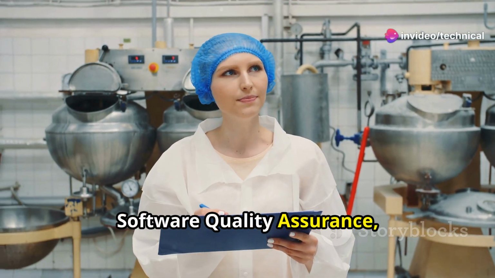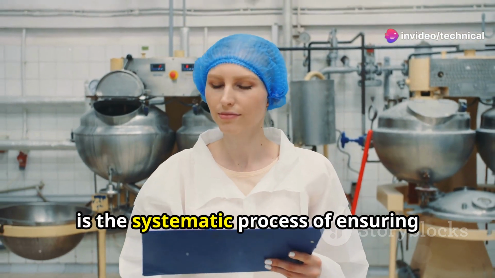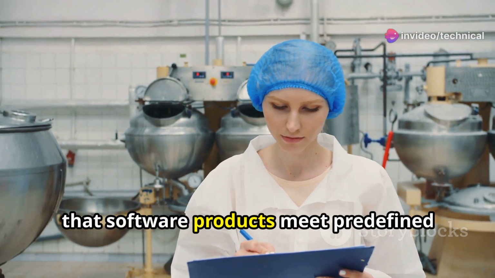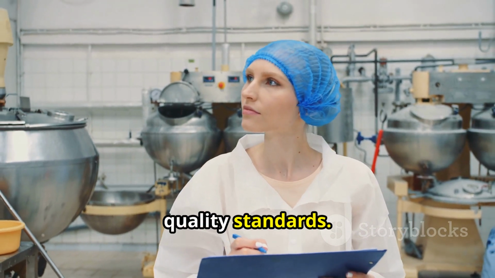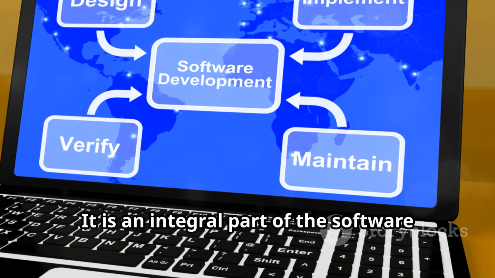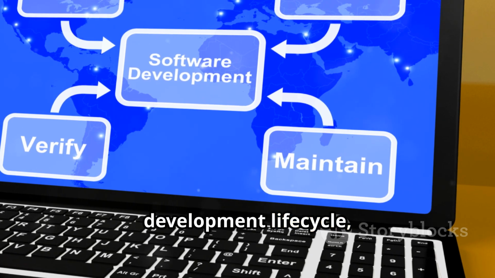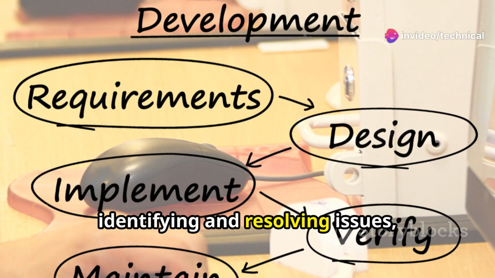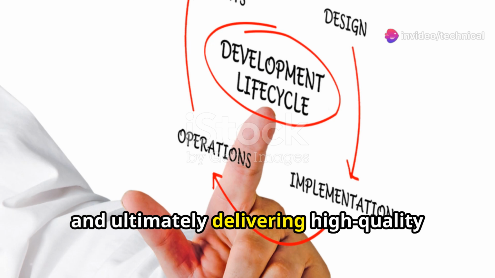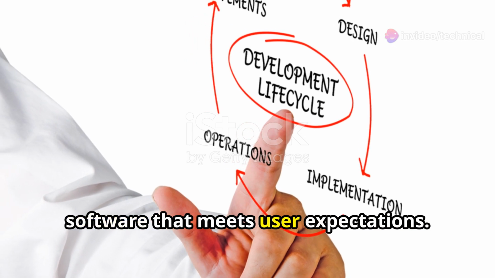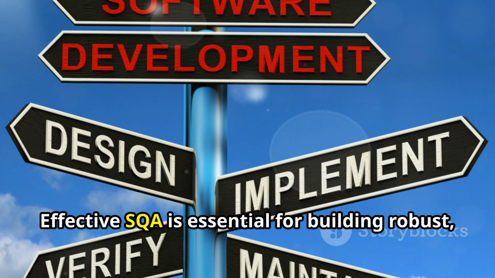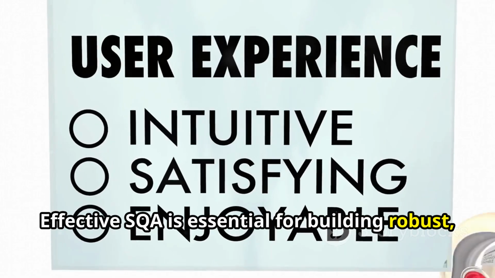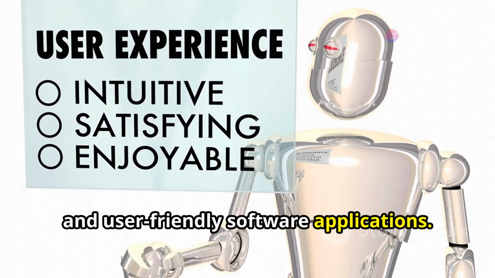Software quality assurance, or SQA, is the systematic process of ensuring that software products meet predefined quality standards. It is an integral part of the software development lifecycle, encompassing a range of activities aimed at preventing defects, identifying and resolving issues, and ultimately delivering high-quality software that meets user expectations. Effective SQA is essential for building robust, reliable, and user-friendly software applications.